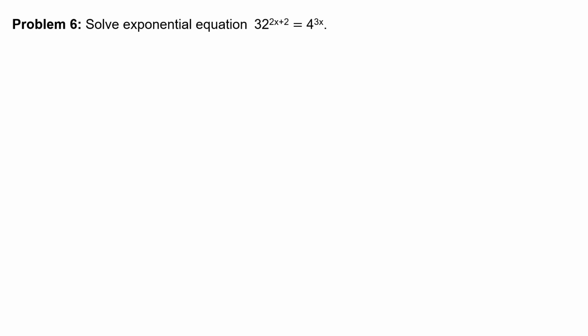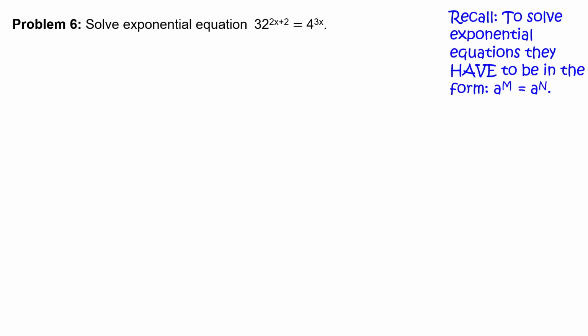Problem 6, you're asked to solve another exponential equation. So you will be solving for x, not simplifying, but actually solving for x. These equations are called exponential equations because the unknown value, variable x, is in the exponent. Recall that to solve exponential equations, they have to be in the form a raised to m equals a raised to n. So we have to rewrite them in that form first.